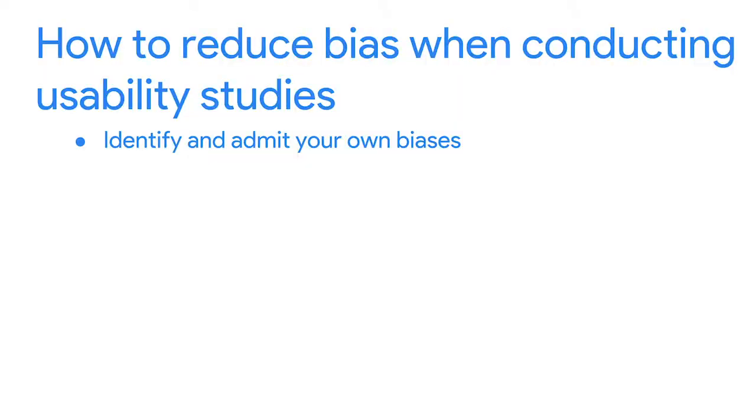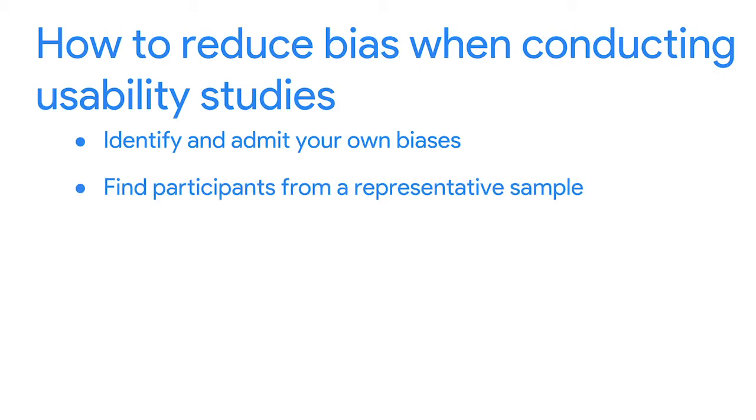The next thing you can do to reduce bias when conducting usability studies is to find participants from a representative sample. The small group of participants you conduct your usability study with should represent your key user group, as well as user groups that are often marginalized.